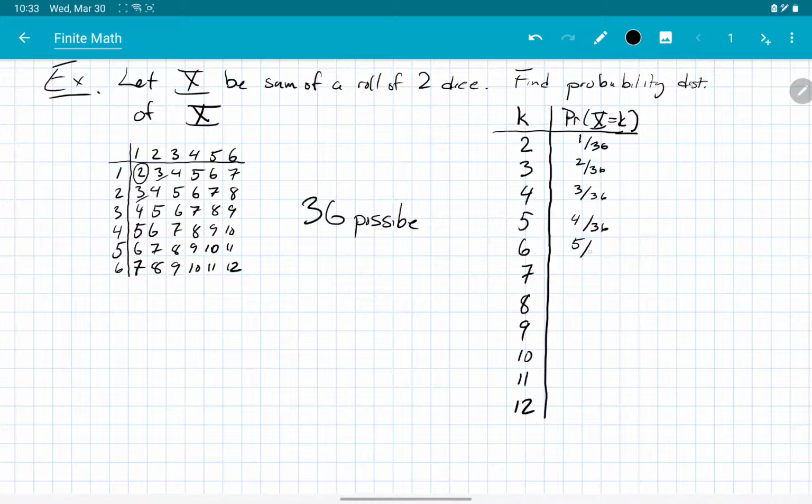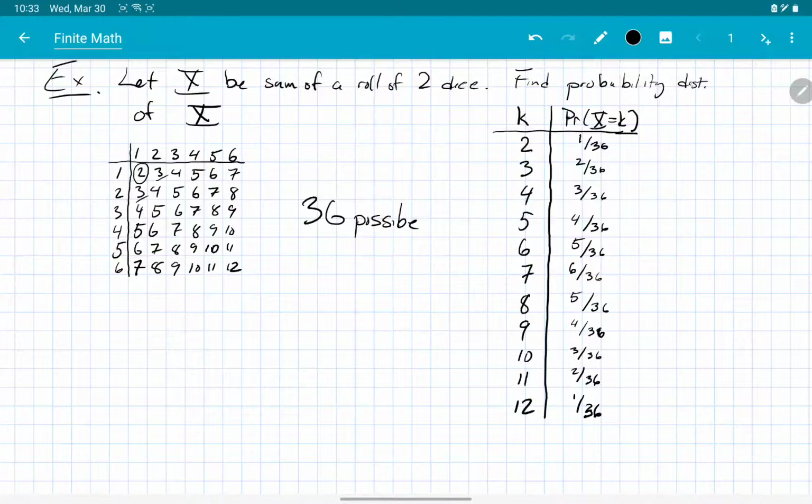6, there's 5 ways. 7, there's a total of 6 ways to get a 7. And then the numbers go down from there. There are only 4 ways to get a 9. There's 3 ways to get a 10, 2 ways to get an 11, and 1 way to get a 12. So there is our probability distribution of that random variable.